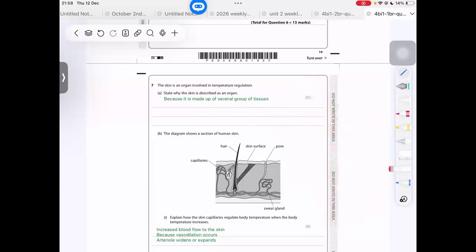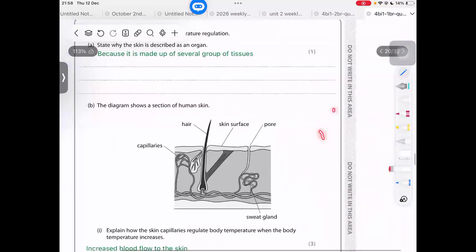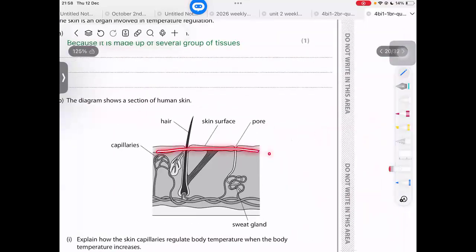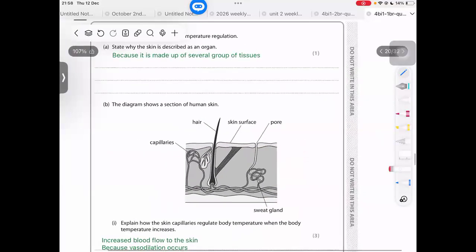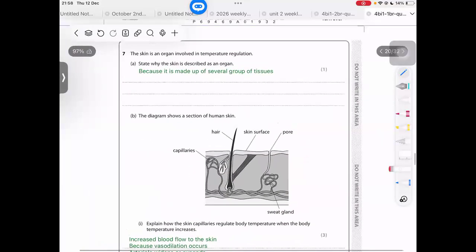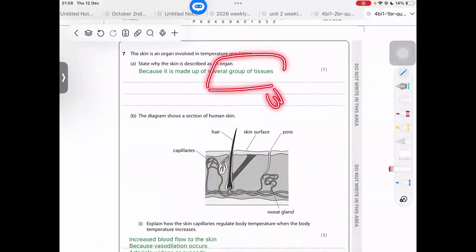So why is skin described as an organ? Because skin has several groups of tissues, right? It has an epithelium, it has the epidermis, dermis, it has a subcutaneous layer like this. There are several layers like that. And also there are several blood vessels, right? Because of that, it's made up of several groups of tissues. Organ means it's made up of several groups of tissues. So skin is described as an organ because it is made up of several groups of tissues.